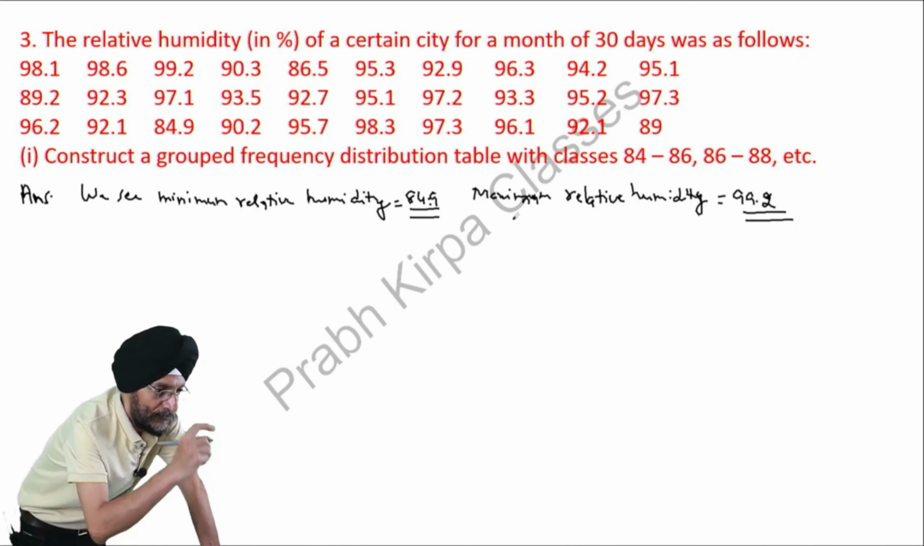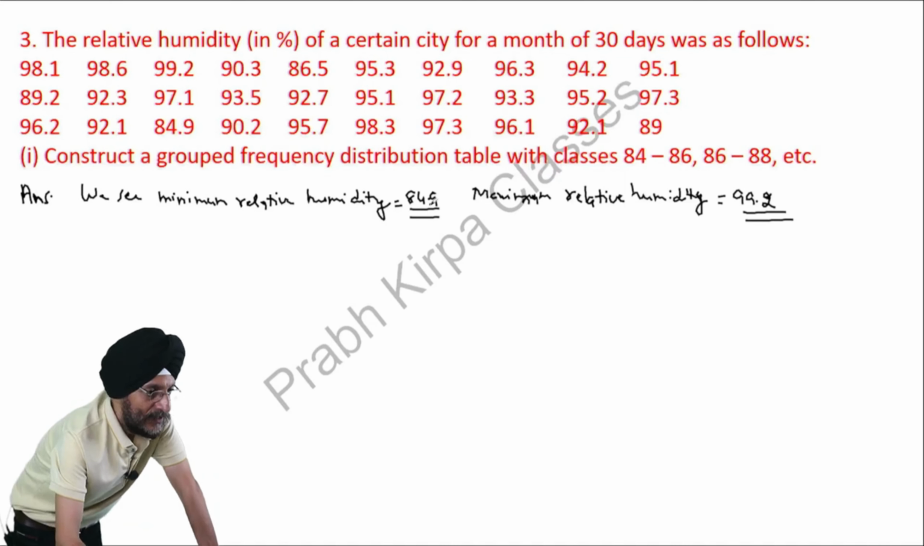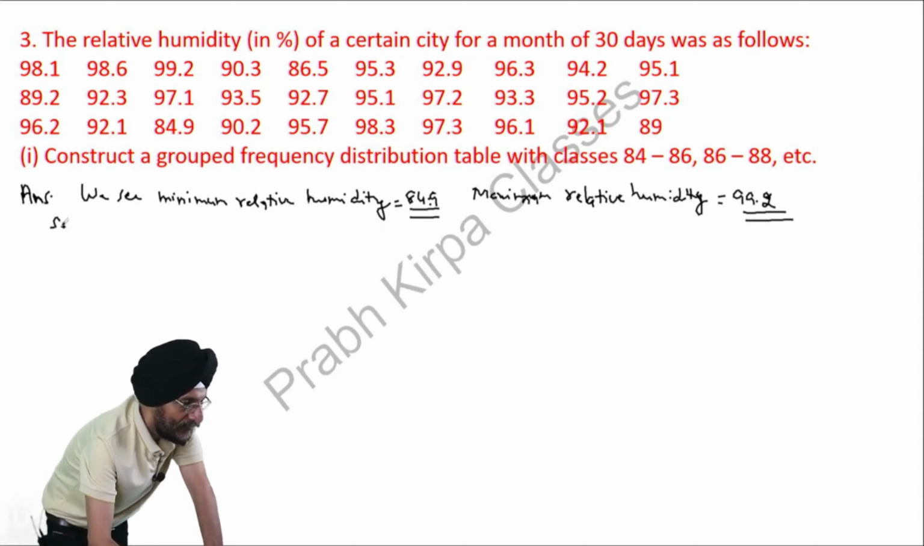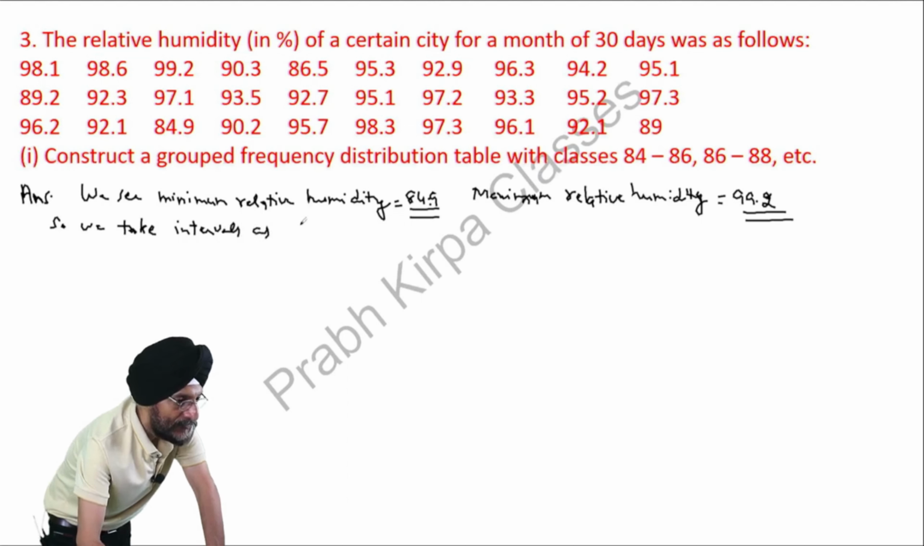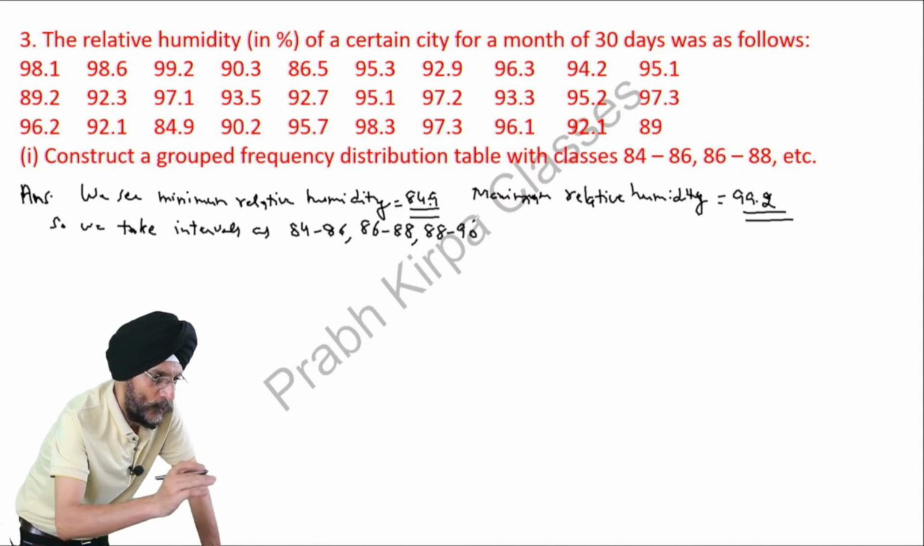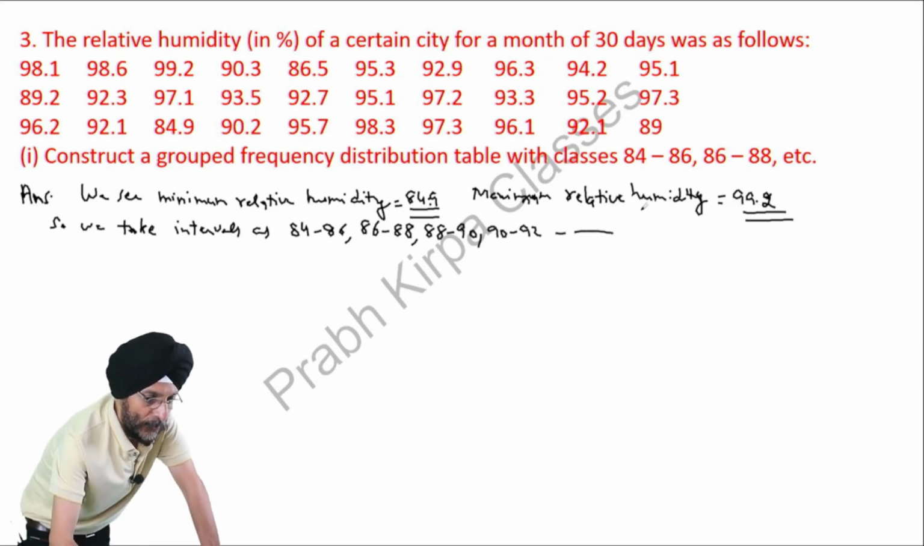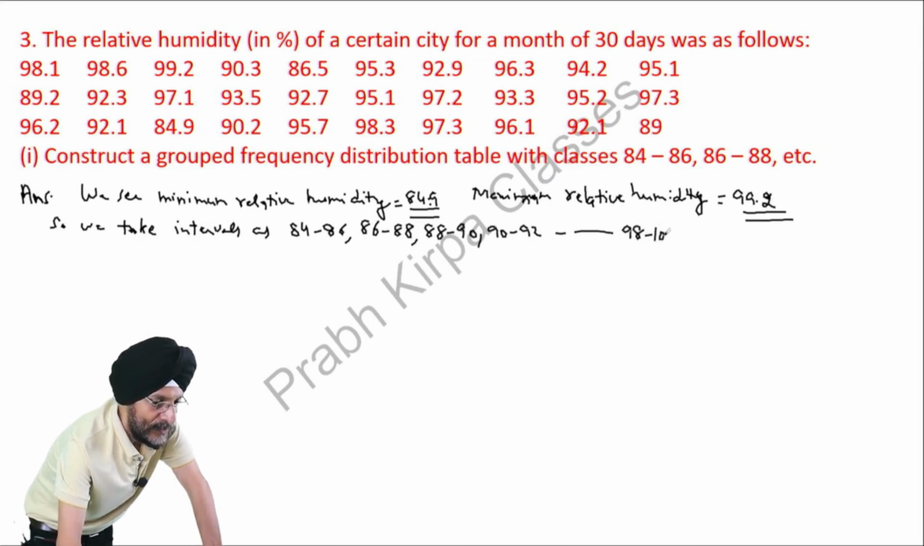So now we are to form the table which covers the minimum relative humidity as well as the maximum relative humidity. So we form intervals as 84 to 86, it will cover 84.9, then 86 to 88, 88 to 90, that is, we will add 2 each time, 90 to 92, and so on, up to the point which covers 99.2. So it will be 98 to 100.